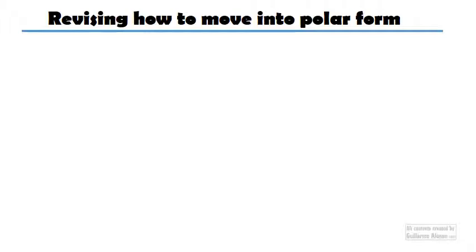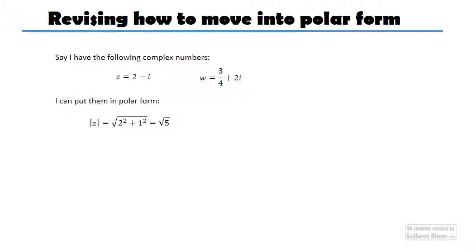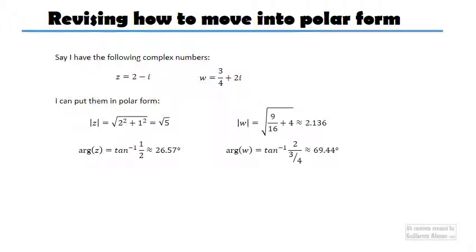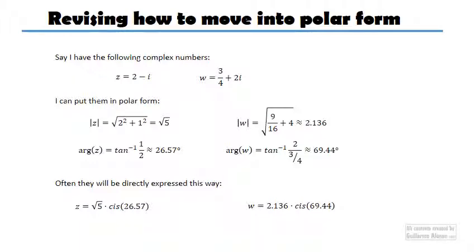So again, to move things into polar form very quickly, if I have these complex numbers, to calculate the modulus, I just use Pythagoras. To calculate the argument, I just use the inverse of the tangent, and so forth. And normally to write it, rather than write it like this, modulus is this, argument is this, what I will actually write is this way. It's just a shorthand way to say cosine theta. So cosine of 26.57 plus i sine of 26.57.